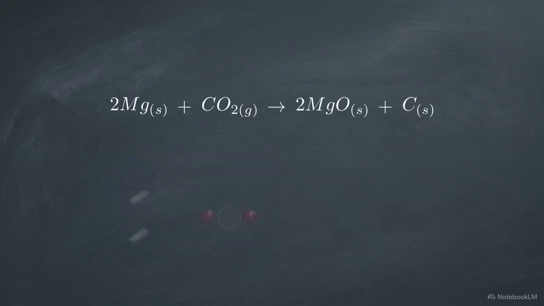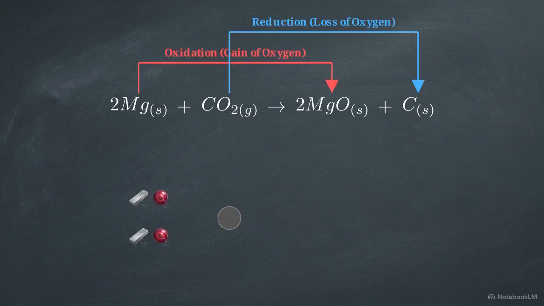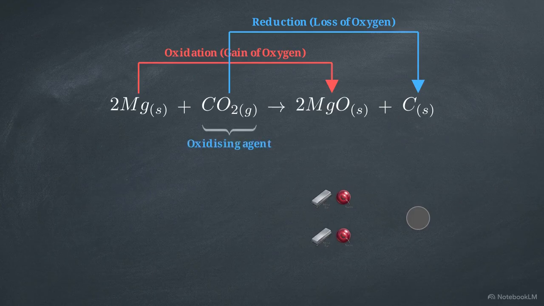This equation shows magnesium reacting with carbon dioxide. As the reaction plays out, oxygen migrates away from carbon, attaching to magnesium. Carbon dioxide supplies oxygen, acting as the oxidizing agent. Magnesium accepts the oxygen, becoming the reducing agent.